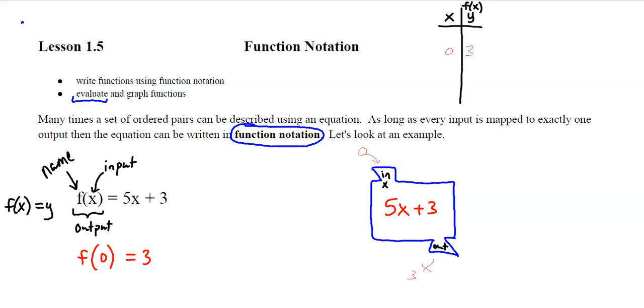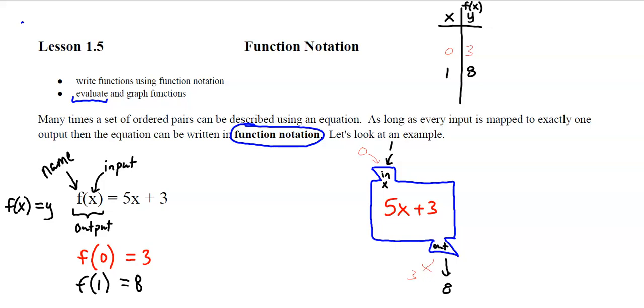because when you put 0 in, 3 popped out. And then you try another number, and maybe you put a 1 in there, and you drop that 1 in. Well, 5 times 1 is 5, plus 3 will give you an 8 popping out. So we know that (1, 8) is on there, and I could say that f of 1 is 8. Input 1, output is 8. So that's kind of how function notation works.